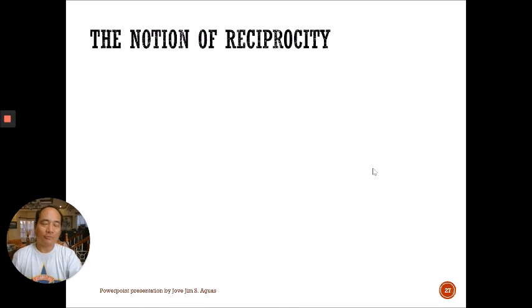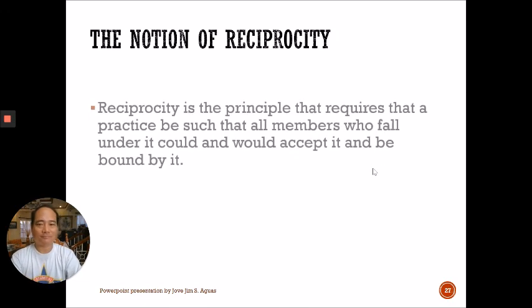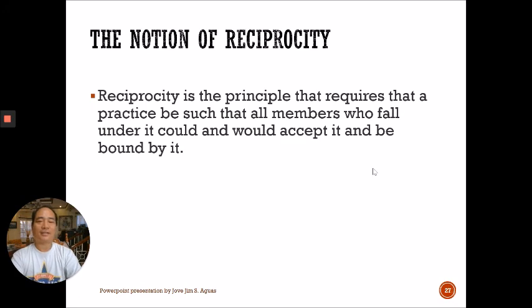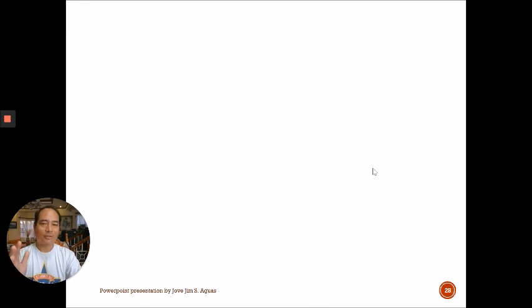Right? So, last point, the notion of reciprocity. Reciprocity is the principle that requires that a practice be such that all members who fall under it could and would accept it and be bound by it. Meaning, if you are part of that community, of that society, and you institute these rules, you promulgate these rules, then you have to accept it and be bound by it. It should be a rule for everyone, right? No one should be above the law or outside of the law, right? So that's the principle of reciprocity.